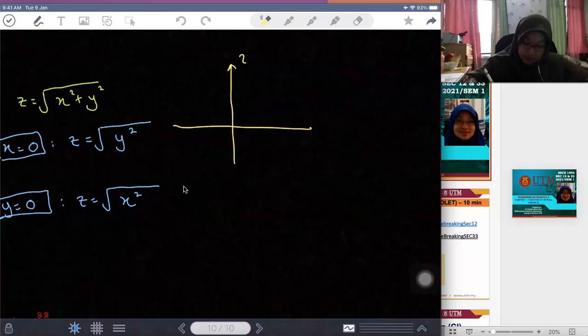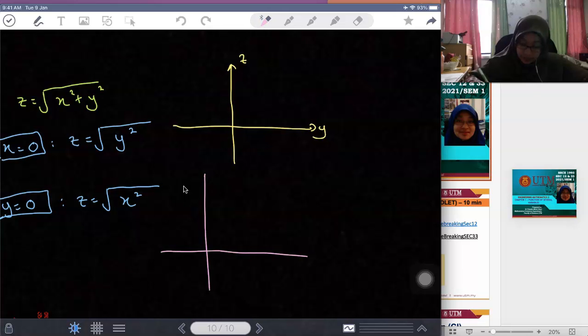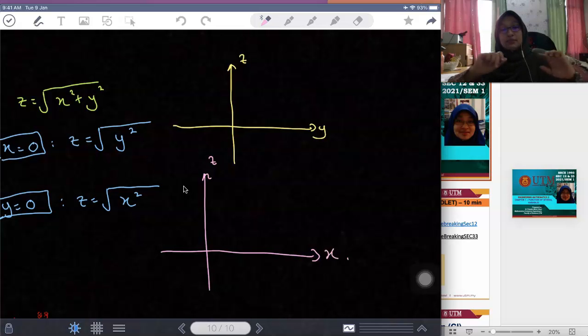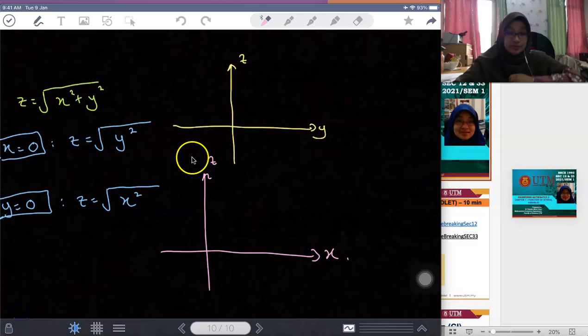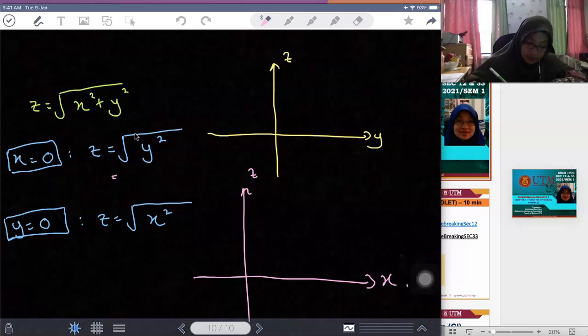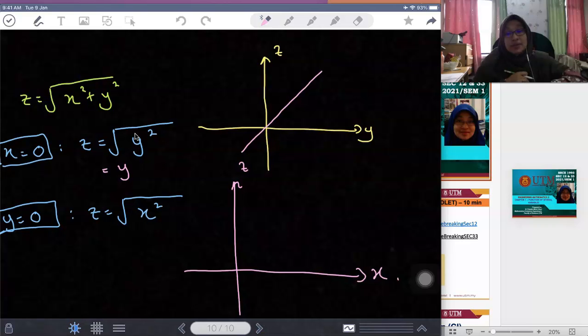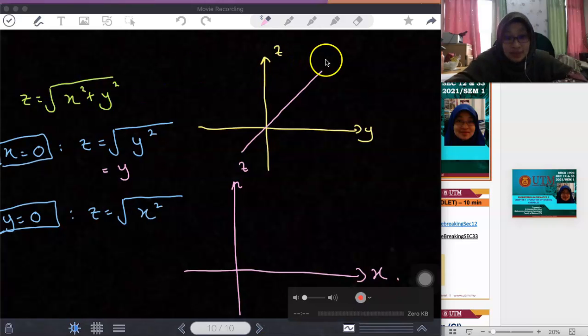Now we want to sketch. This one is z versus y, and this one is z versus x. If you simplify this, y squared and the square root, we will have just y, right? So now we draw it. We have a straight line there. But now I'm asking you, is this correct? Is this line correct?